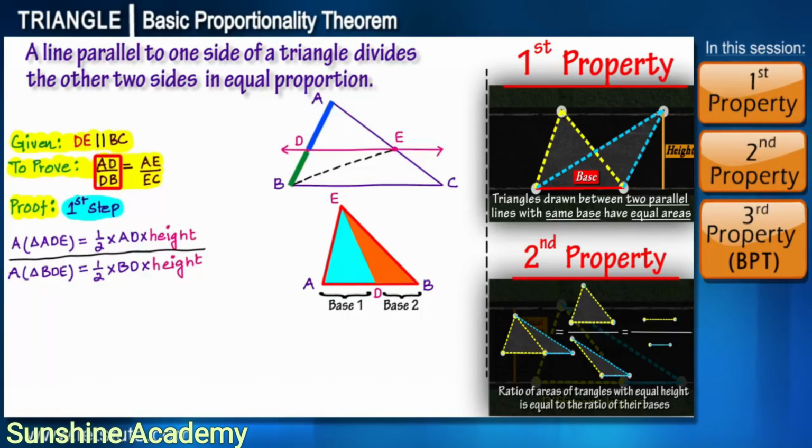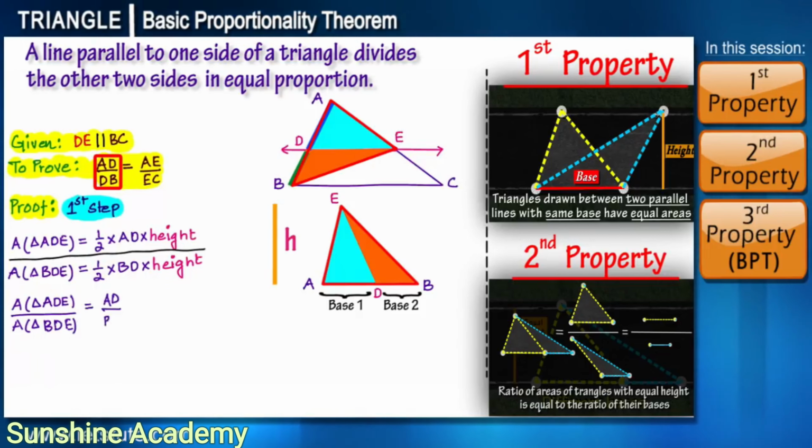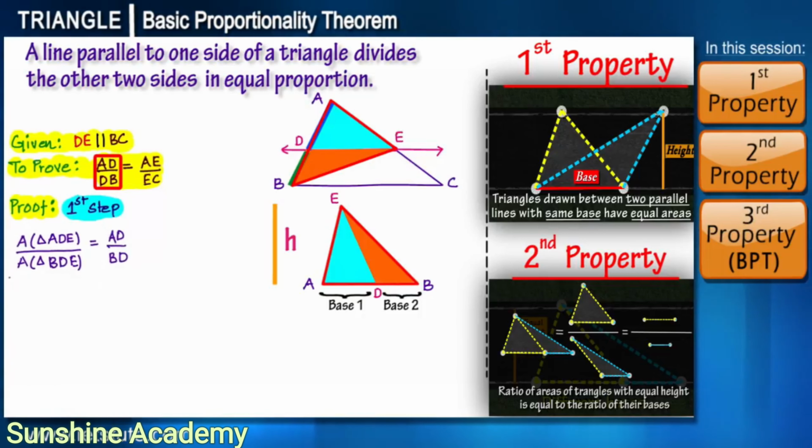We can see that these two triangles are made in a large triangle ABE. So by using our second property, we can say that height for both the triangles are same. So ratio of areas can be written as area of triangle ADE upon area of triangle BDE is equal to AD upon BD, by cancelling out the constant value half and equal height. So this is our first step. It was very simple, right? Now we'll go to the second step.